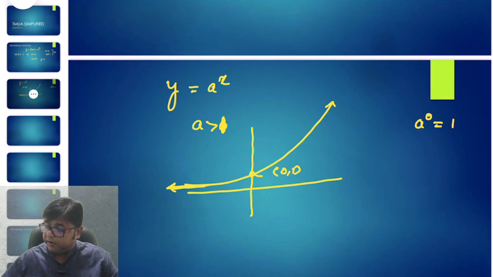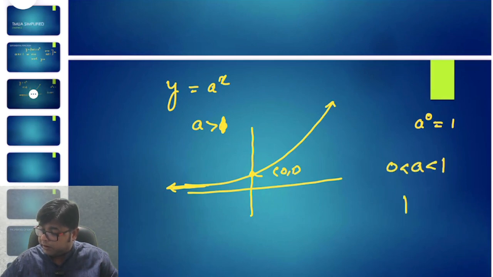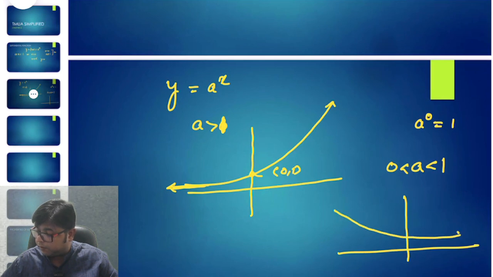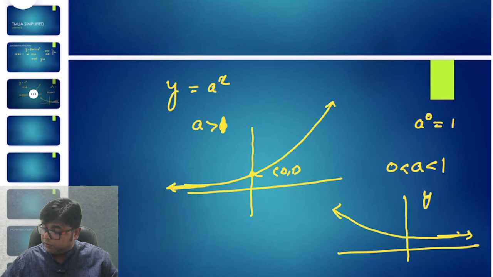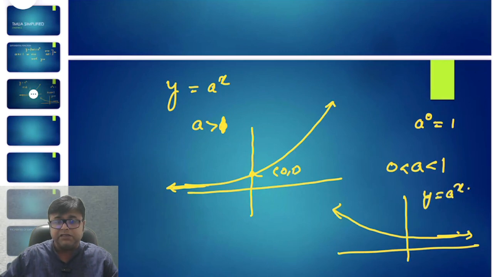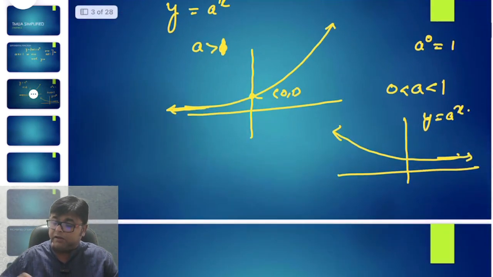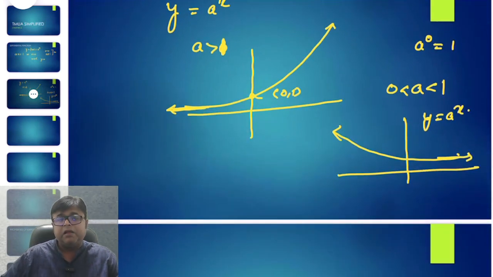right? On the contrary, if a is between 0 and 1, the graph would be the other way around. It's like this, right? So y equal to a to the power x. The function remains the same, but the base of the exponent is now between 0 and 1. So the nature swaps, right? So that is how the exponential function looks like.